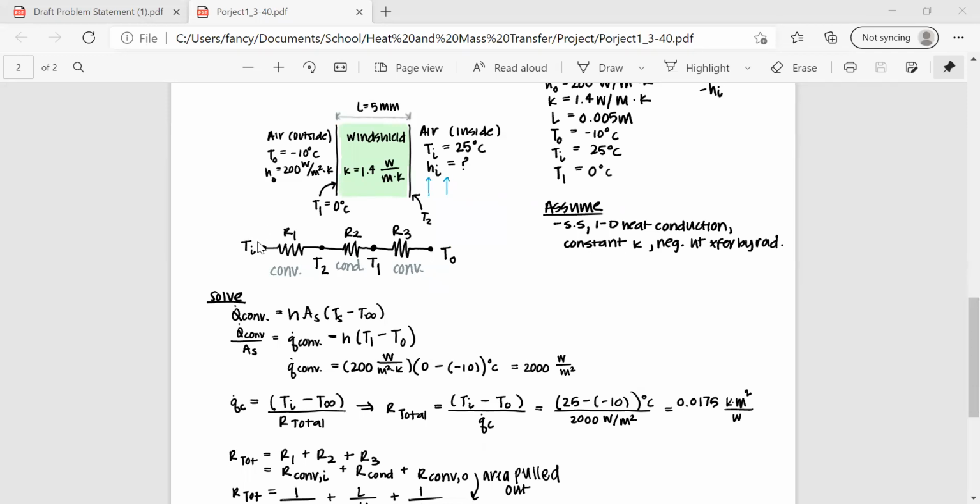The first thing I did was draw out the resistance network, and for this system you have convection on the inside of your car, and then there's conduction through the glass and convection again on the outside of your car.